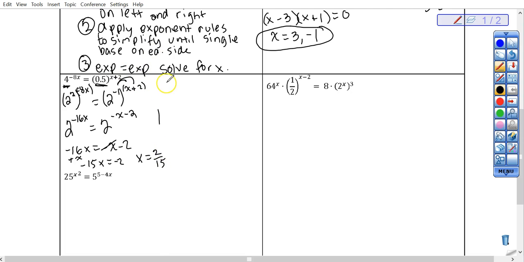And then my suggestion is you still continue to check your answers to make sure that they are correct.